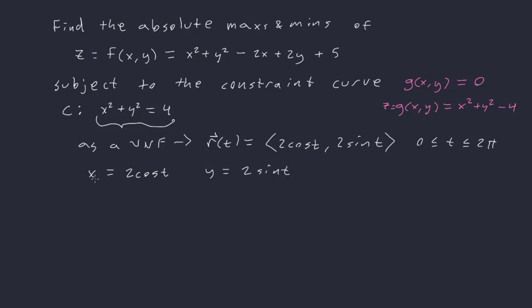Okay, so what we can actually do is rewrite our surface f of x y in terms of just t, right? Because we can write x as a function of t and y as a function of t. So we could actually say that z completely in terms of t is f of x of t comma y of t.